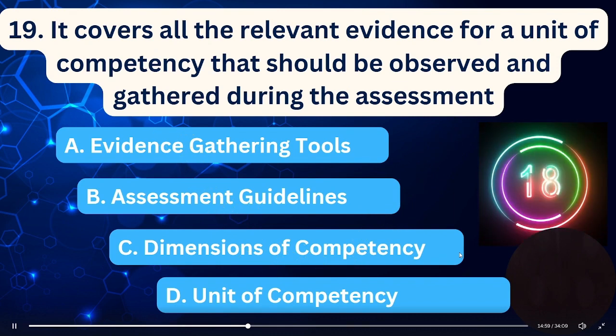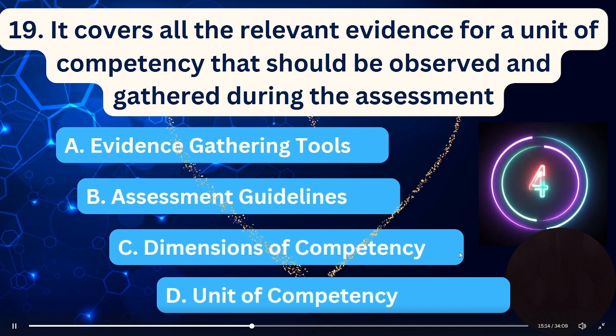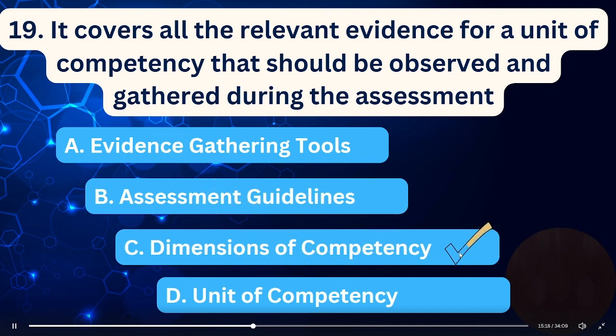Number 19, it covers all the relevant evidence for a unit of competency that should be observed and gathered during the assessment. A. Evidence gathering tools. B. Assessment guidelines. C. Dimension of competency. D. Unit of competency. Answer, letter C, dimension of competency, since it covers all the relevant evidence for a unit of competency that should be observed and gathered during the assessment.